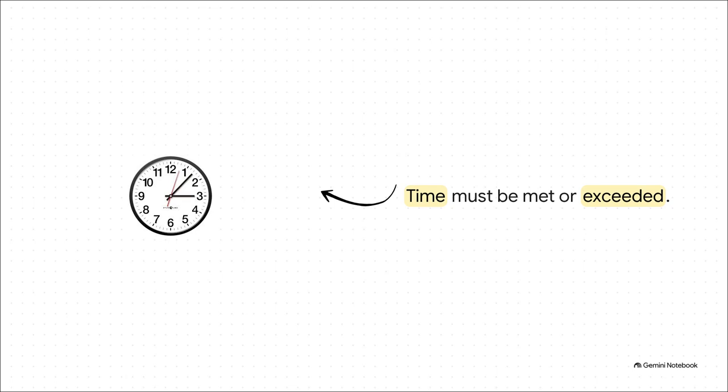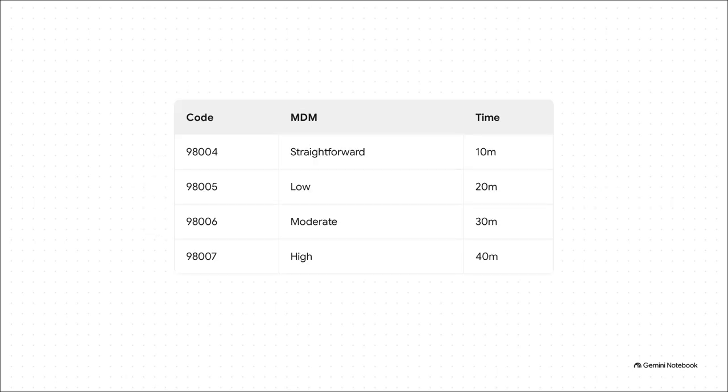If your documentation says 29 minutes for a new patient, well, you have not met the 30-minute threshold for 98001. You must meticulously document the total time spent to support your code selection. Accuracy is everything. Now, let's contrast that with established patients.